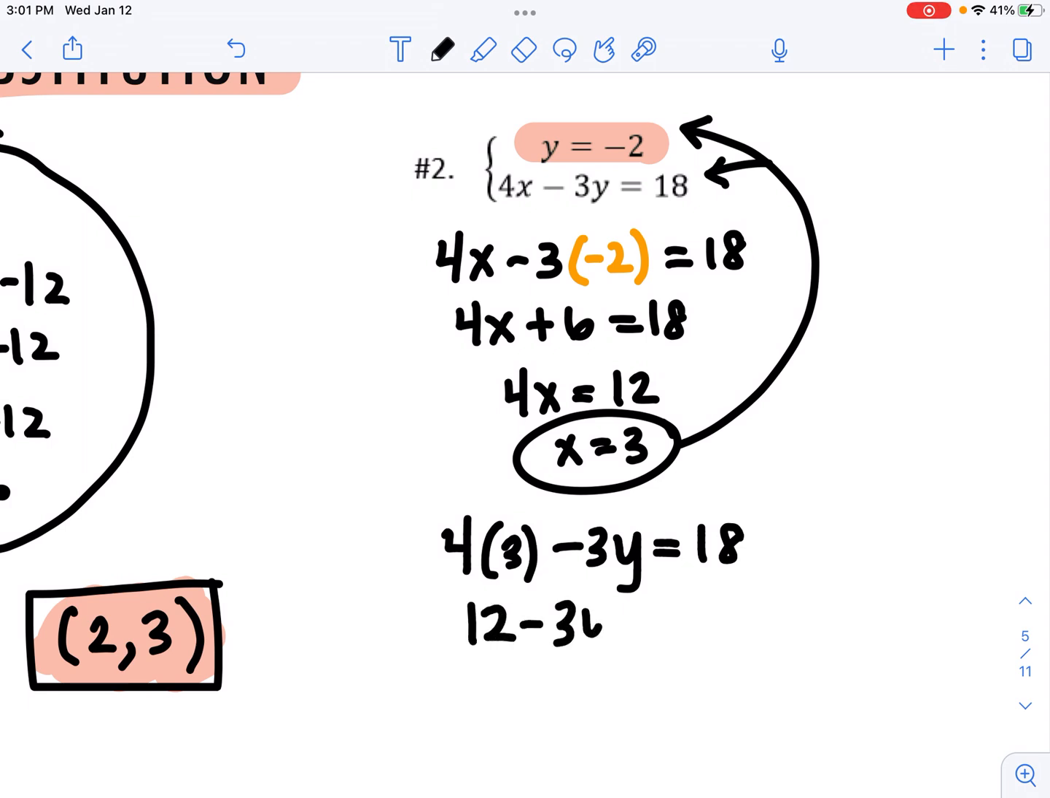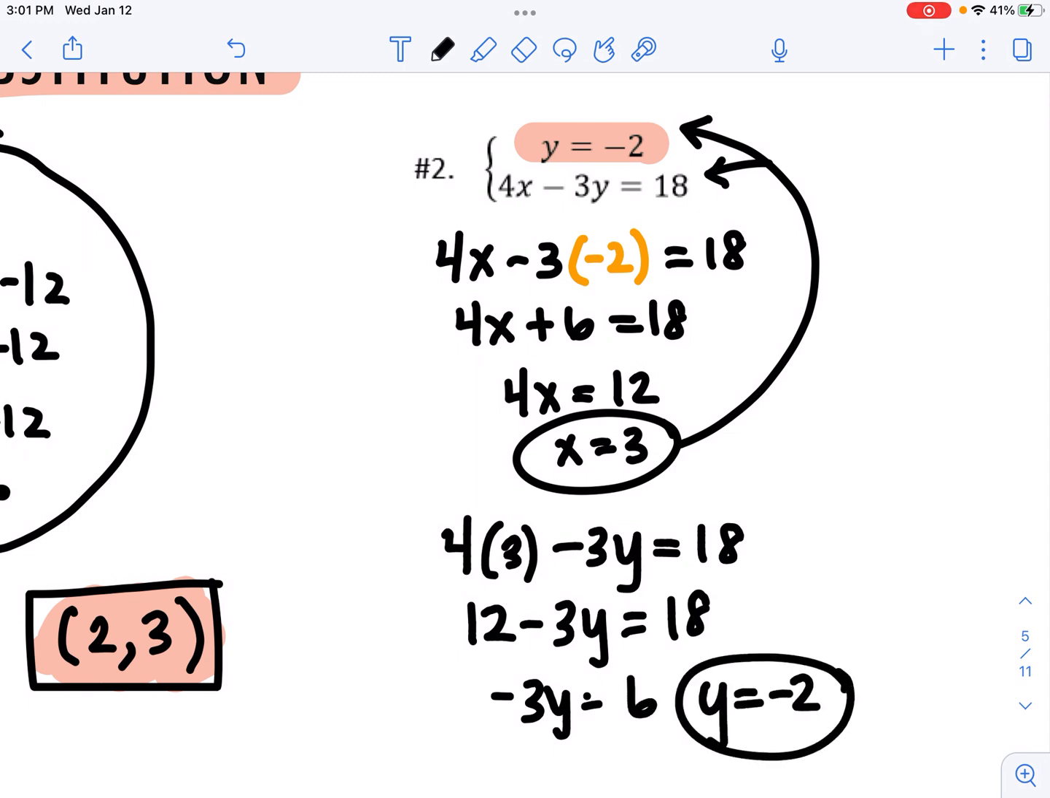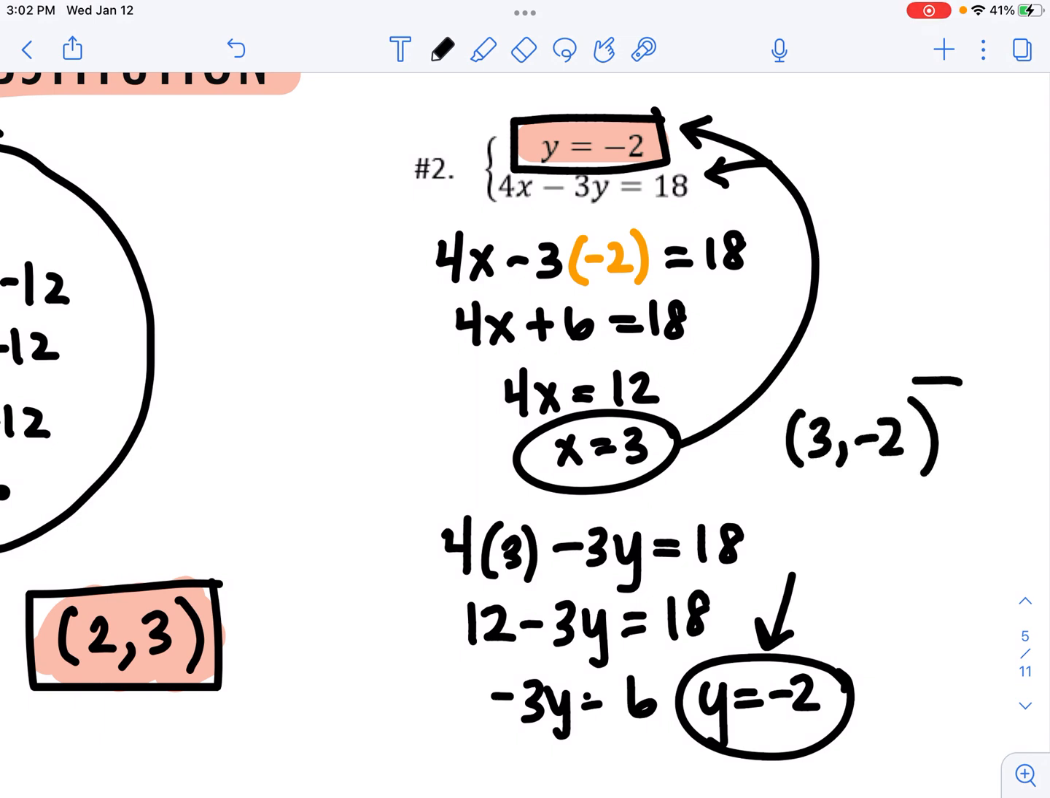12 minus 3y is equal to 18. Negative 3y is equal to 6. y is equal to negative 2. Now, many of you might say, well, Ms. Coot, we already see that y is equal to negative 2. You're absolutely right. I personally like to always take that extra step. If this came out to be a number other than negative 2, then we know we did something wrong. So my final answer is 3, negative 2.